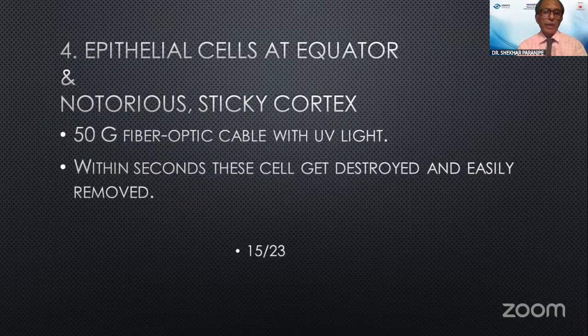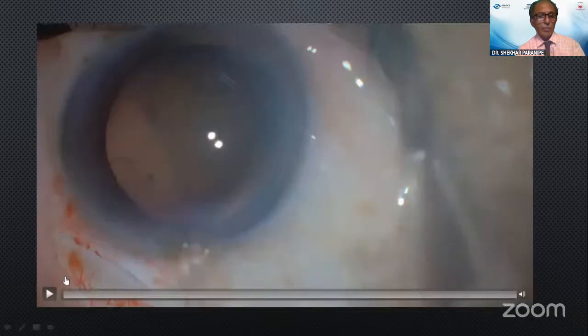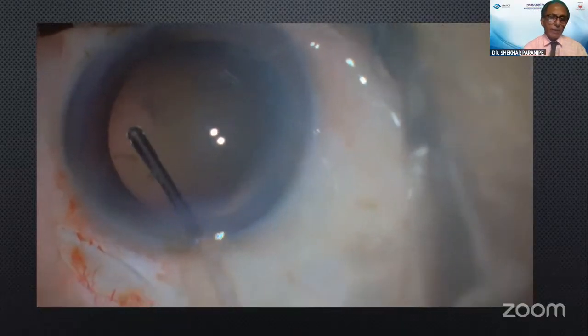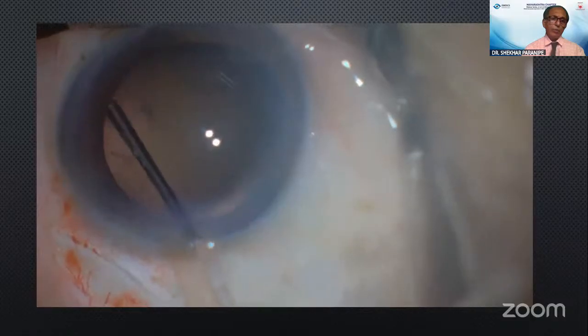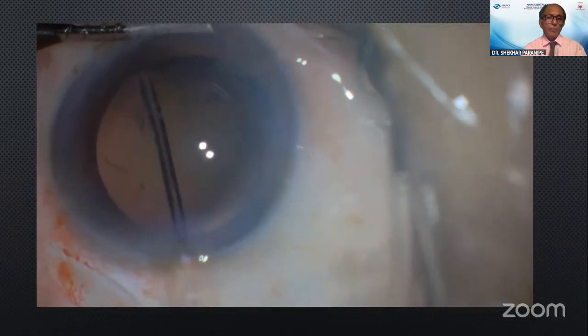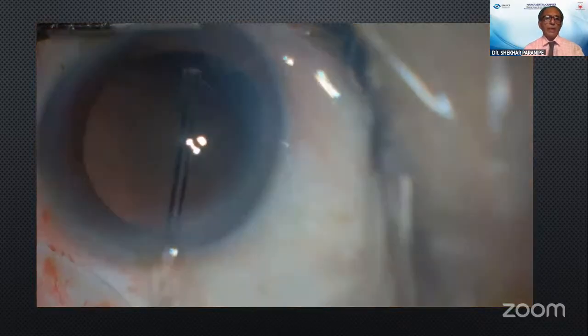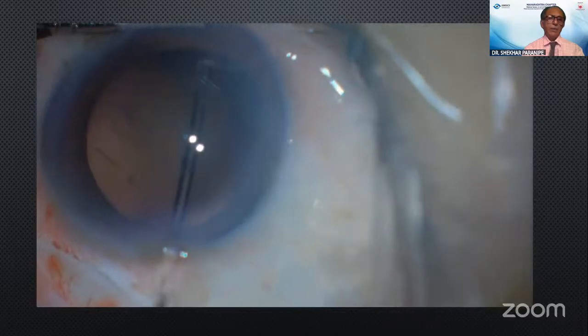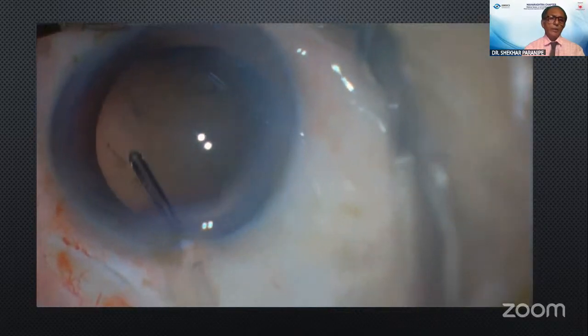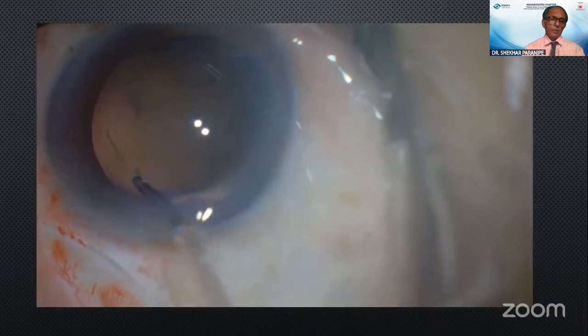That UV light is a very low intensity light, and it necroses the epithelial cells at the equator, and then they loosen out and come out very easily. Within seconds, you can manage this. Here I will show you the video film. Now this is a fiber optic cable, and it is connected to a UV light, and it is doing the job of epithelial necrosis. Very few people actually use it. I believe not more than 10 people all throughout the world must be using it. But it is wonderful.